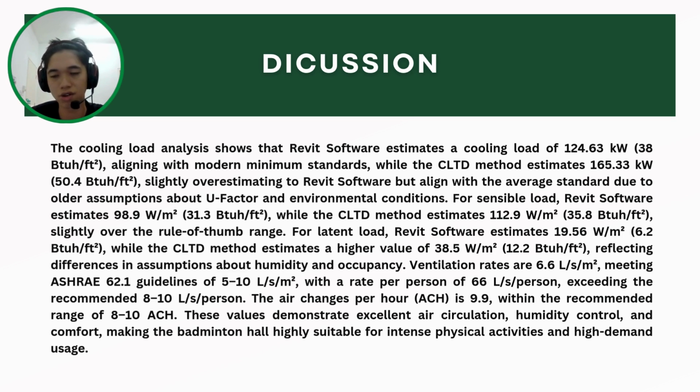So the ventilation rate is 6.6 LPS per meter square, meeting the recommended 8 to 10 LPS per person for the badminton hall. And the air changes per hour, which is ACH, is around 9.9, within the recommended range of 8 to 10 ACH. This value demonstrates excellent air circulation, humidity control, and comfort, making the badminton hall highly suitable for intense physical activities and high demand usage.